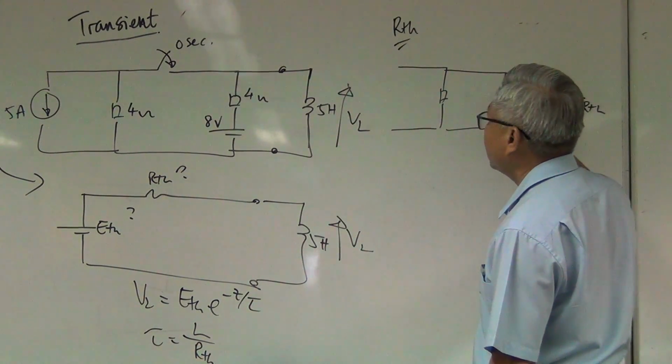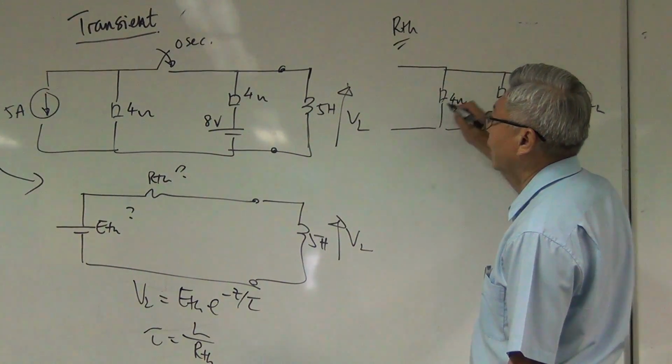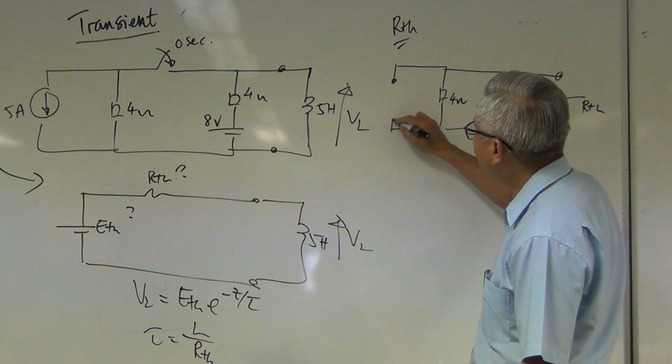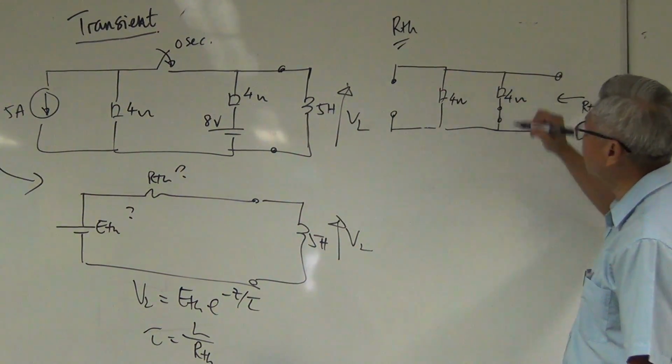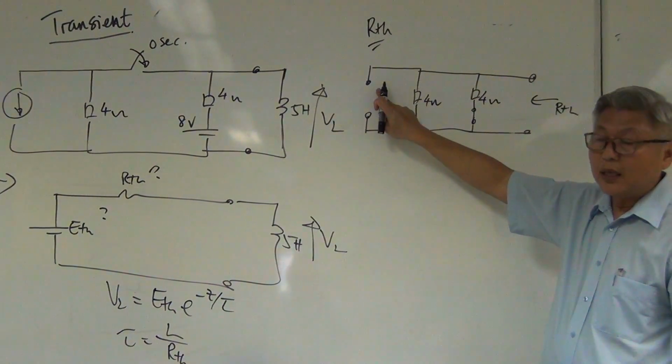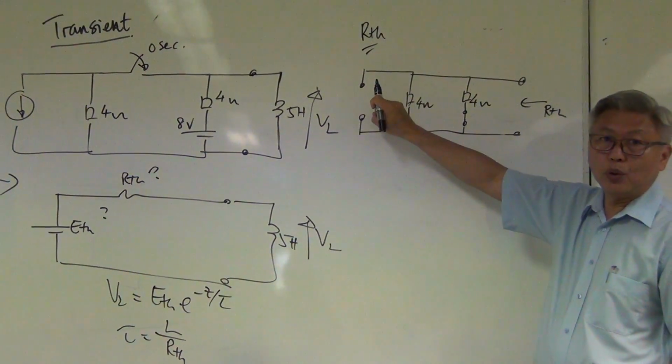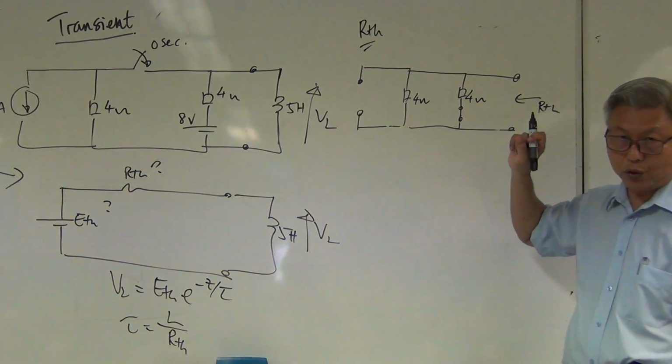This is 4 ohm, and this is 4 ohm. To kill a current source, you open circuit it. A voltage source, you short circuit it. This is something that you learned. A current source, you open circuit it. A voltage source, you short circuit it.